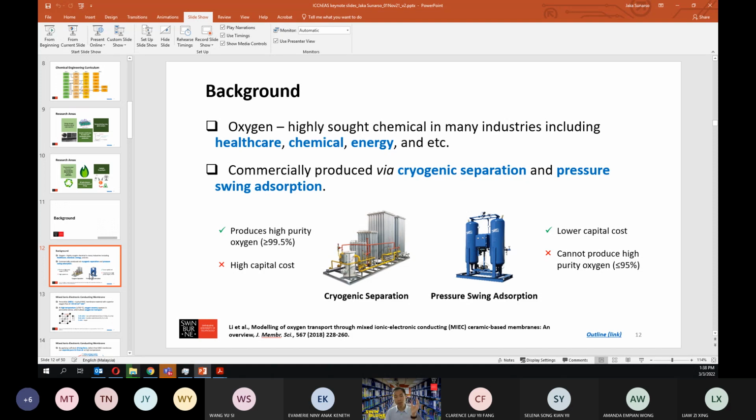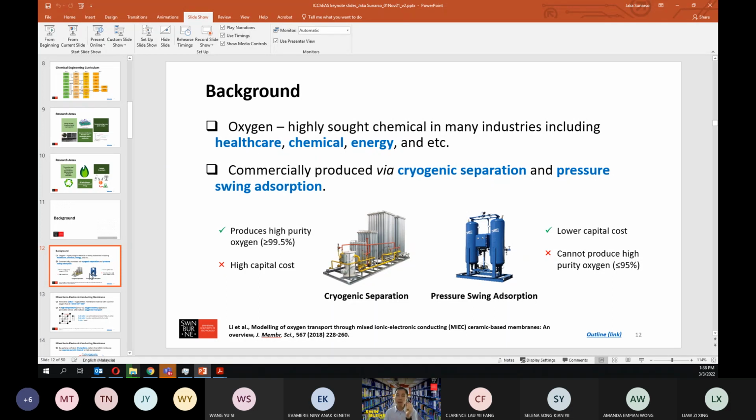Basically, adsorbents will absorb nitrogen instead of oxygen. Then only oxygen will come out from your pressure swing adsorption bed. Now the problem with these two processes, cryogenic separation and pressure swing adsorption, is that they are very expensive.